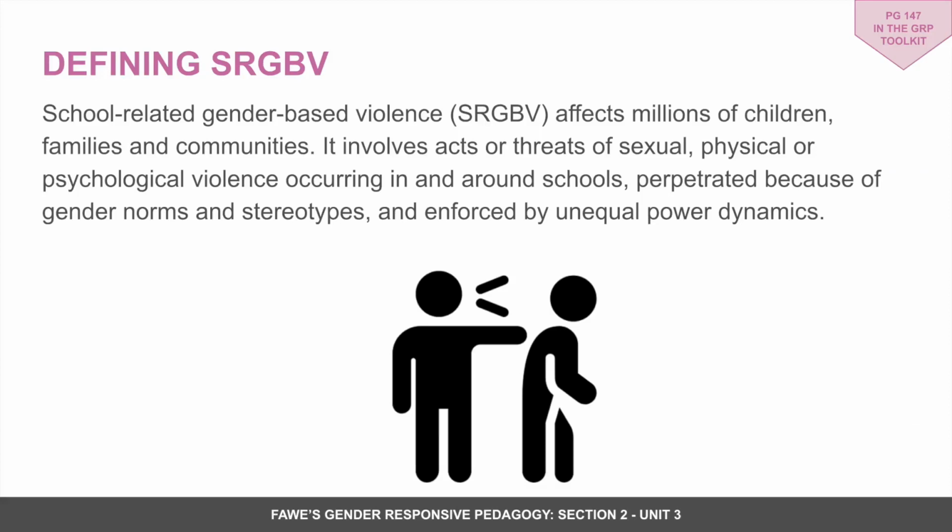School-related gender-based violence (SRGBV) affects millions of children, families, and communities. It involves acts or threats of sexual, physical, or psychological violence occurring in and around schools, perpetrated because of gender norms and stereotypes, and enforced by unequal power dynamics.